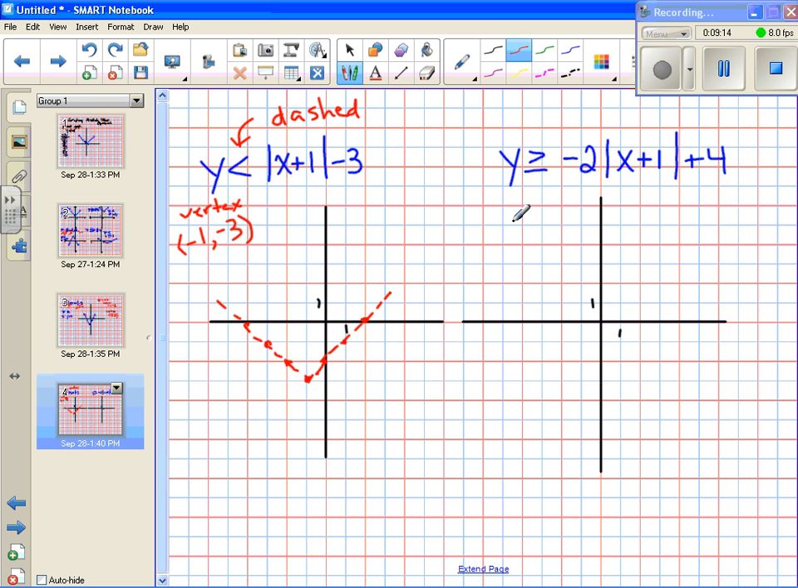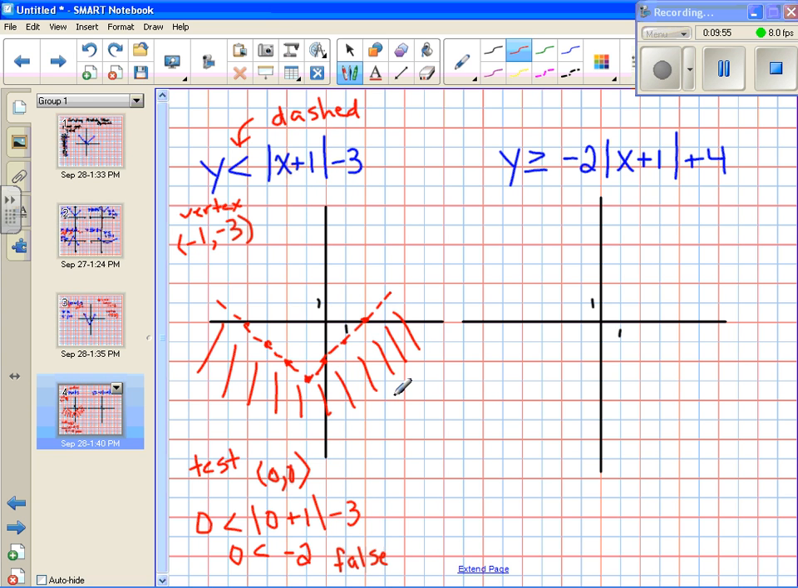The other thing we have to do is shade, and we could test a point. I'm going to test 0, 0. If I test 0, 0, plug in a 0 for y, plug in a 0 for x, and see if this is true or not. So we get 0 is less than, the absolute value of 1 is 1, minus 3 is -2, and this is false. So I'm going to shade the side that does not include 0, 0. So I'm shading the outside of the V, or below.